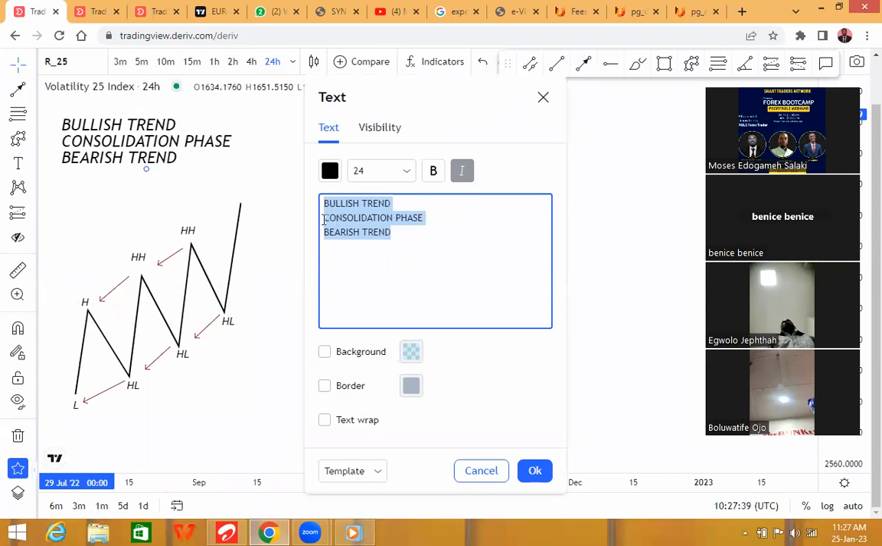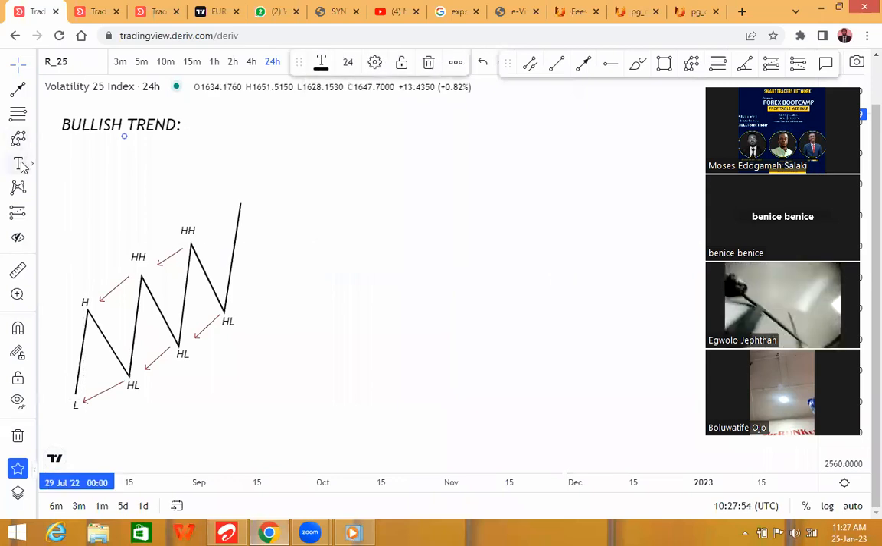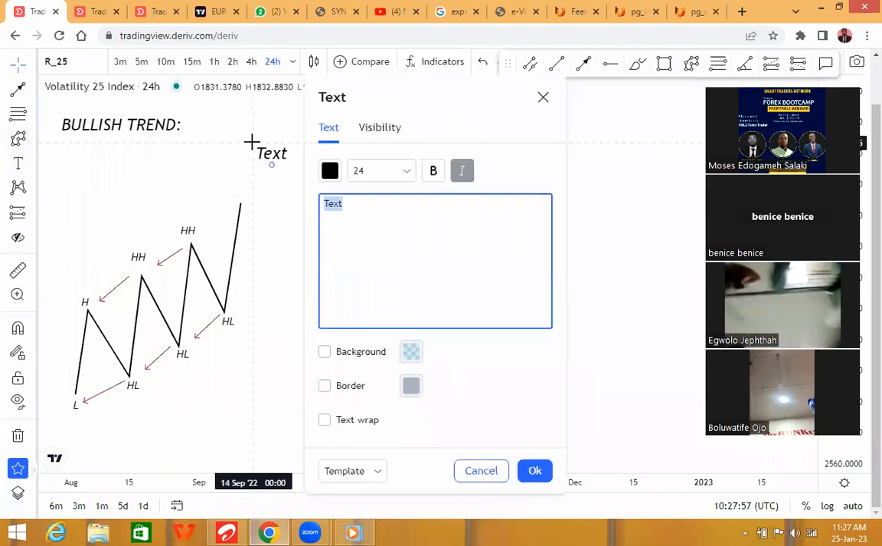All right, let me cut this off so that I can write on it. So in a bullish trend, price makes a series of higher highs and higher lows.